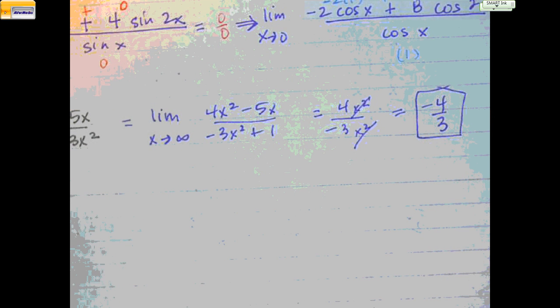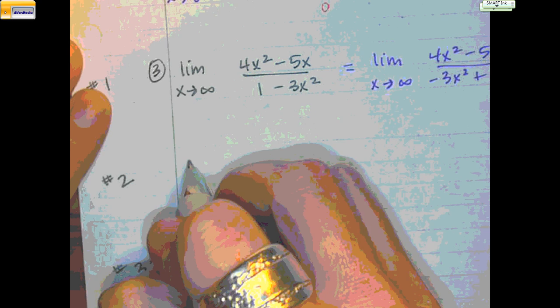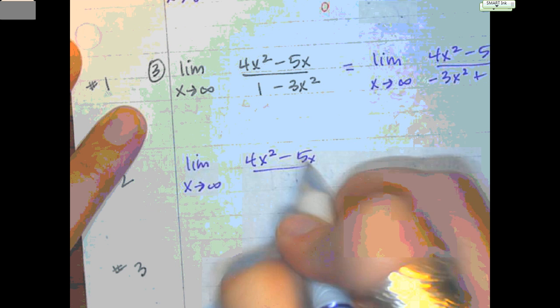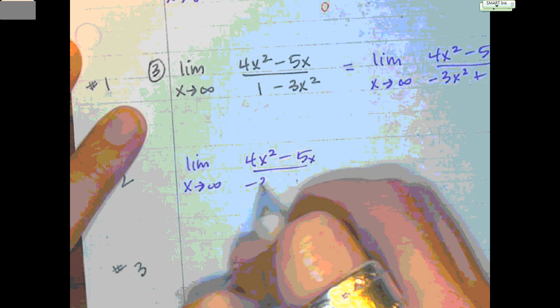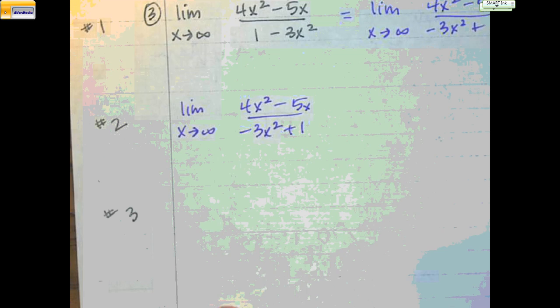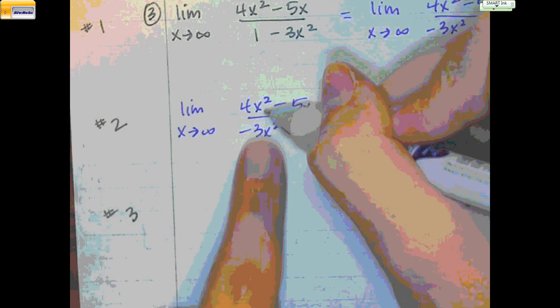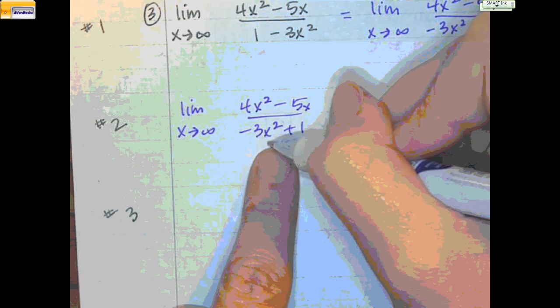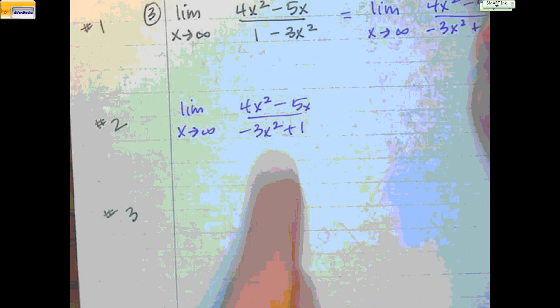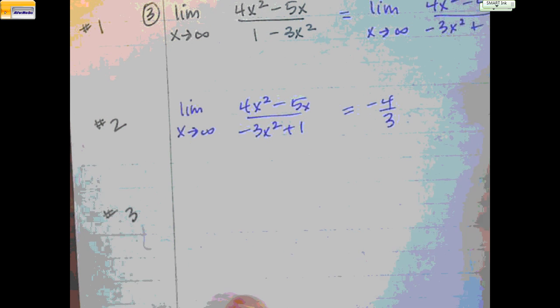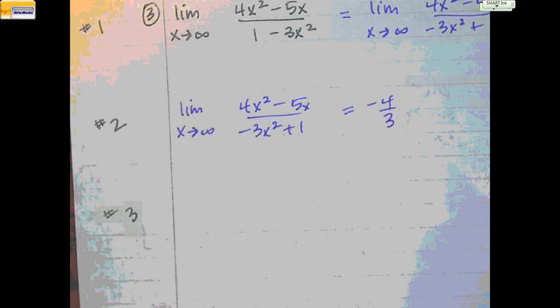Ocean wants us to plug it in. So if I plug it in, let me rewrite this thing first. If we plug it in, I've got 4 times super huge number over negative 3 times super huge number. I wind up with negative 4/3 still.